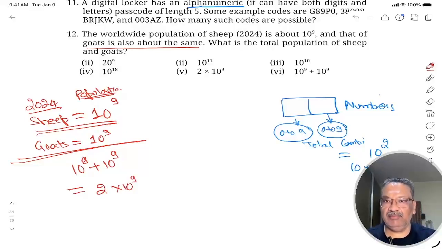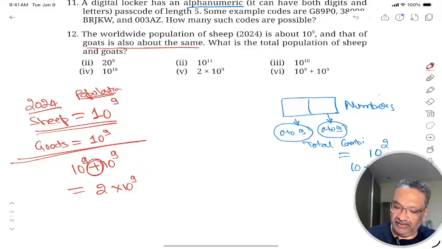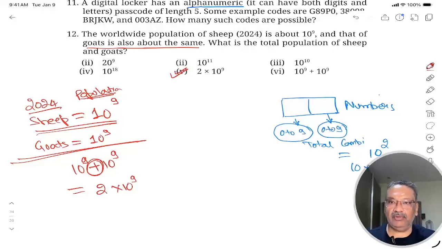ಸ್ಟೂಡೆಂಟ್ಸ್, ಇಲ್ಲಿ ಕನ್ಫ್ಯೂಷನ್ ಏನು ಮಾಡಿಬಿಡ್ತೀರಾ ನೀವು ಅಂದರೆ, you will say that it is 10 to the power of 9 into 10 to the power of 9 equals 10 to the power of 18 ಅಂತ ಬರೆದ್ಬಿಡ್ತೀರಾ. ಹಾಗಾಗಲ್ಲ. ಇಲ್ಲಿ we are not multiplying, it is addition here. Okay, so when it is addition, it is 2 into 10 to the power of 9. So the correct answer is 5. So you have to be careful here.